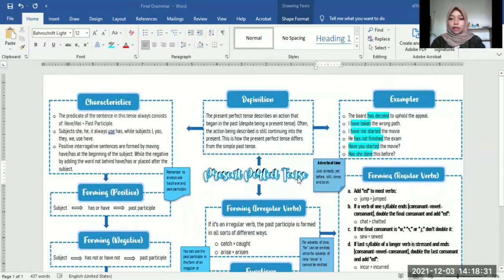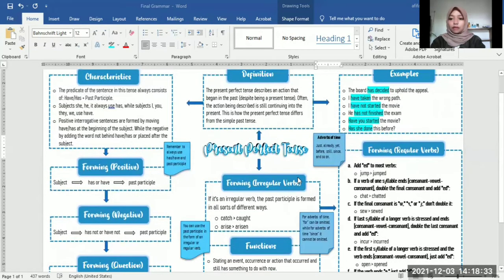The last is about examples for present perfect tense. The board has decided to uphold the appeal. I have taken the wrong path. I have not started the movie. He has not finished the exam. Have you started the movie? Has she done this before?